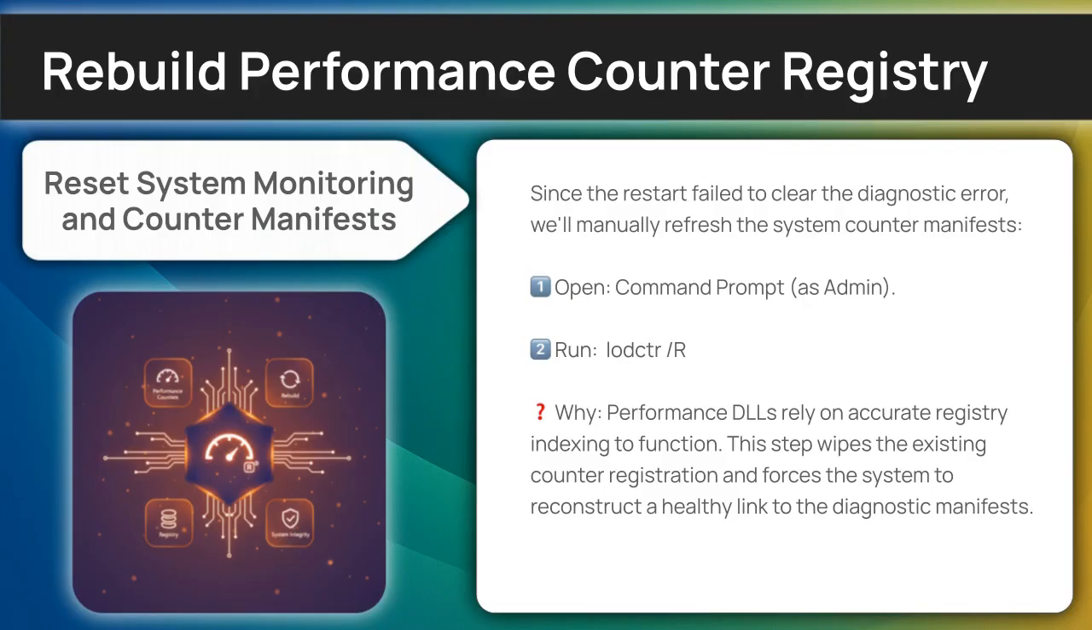First, open Command Prompt as admin. Second, you're going to type lodctr /r, then hit Enter. Why are we doing this? Well, performance DLLs rely on accurate registry indexing to function. This step wipes the existing counter registration and forces the system to reconstruct a healthy link to the diagnostic manifests.